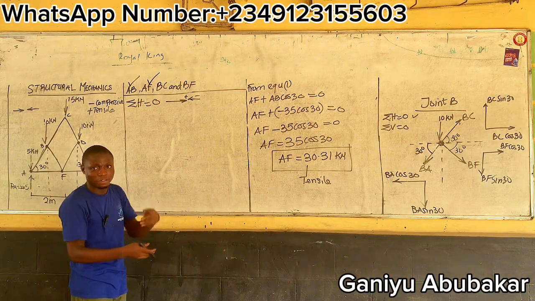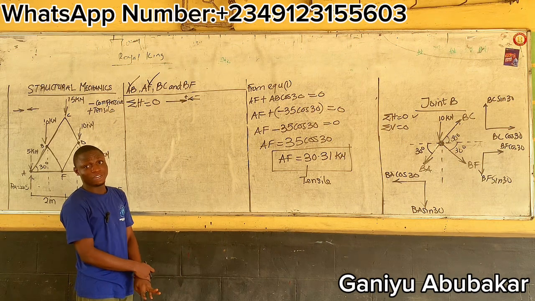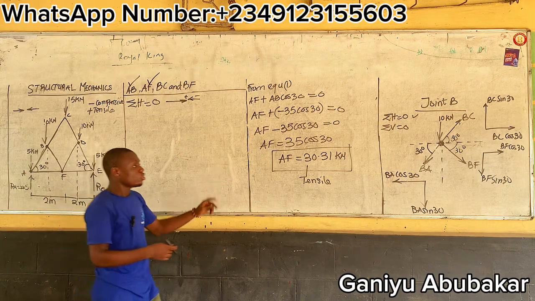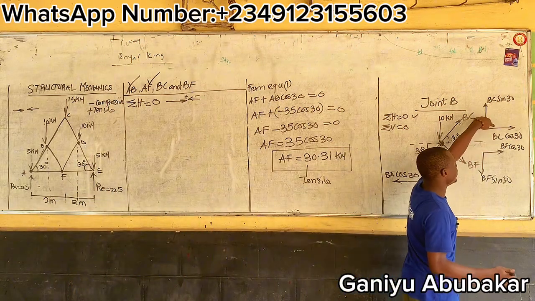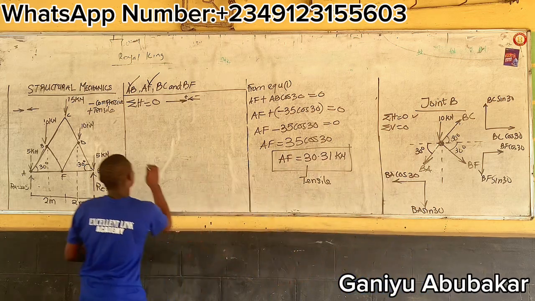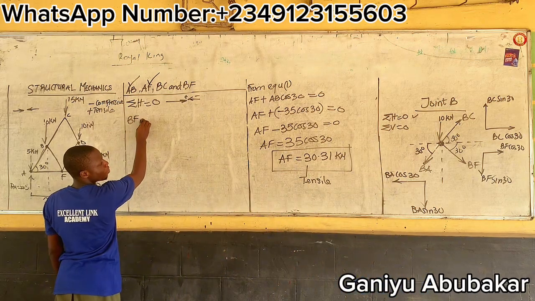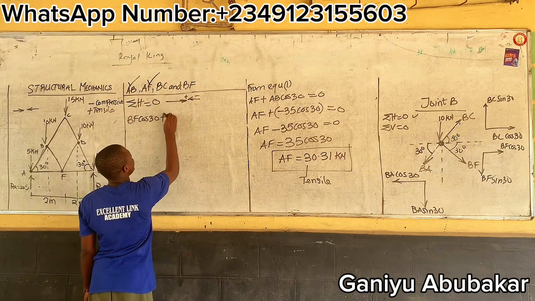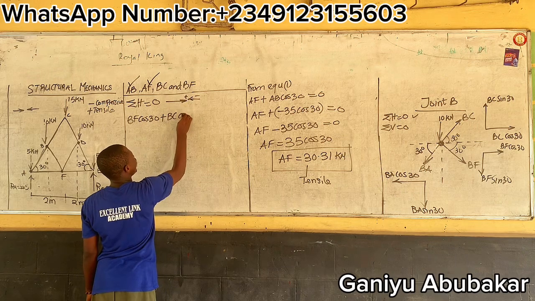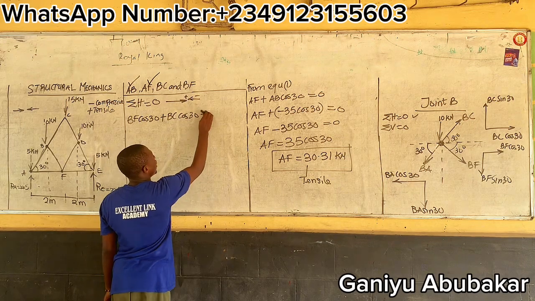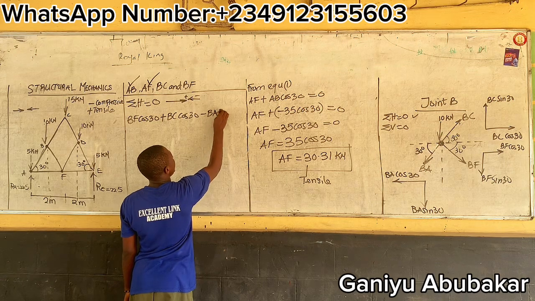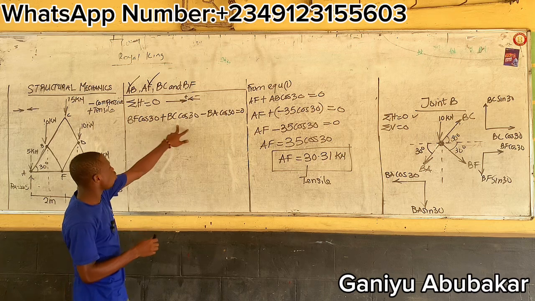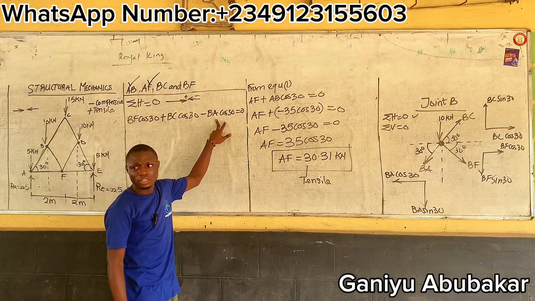It's better to always start with a positive value. Anyhow you can start, but it makes sense that way. So let's have this one here. I have BF cos 30, plus BC cos 30, minus BA cos 30. Observe that they are uniform, all cos. It makes sense.